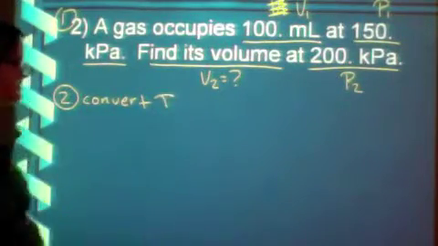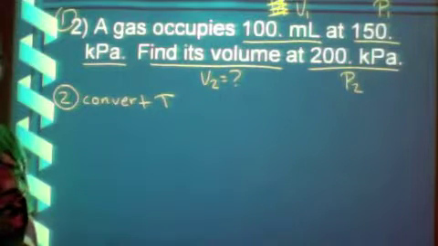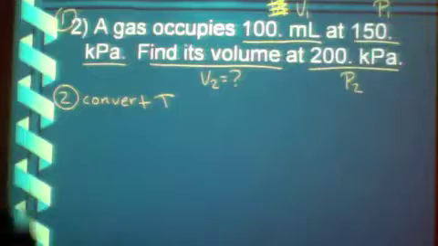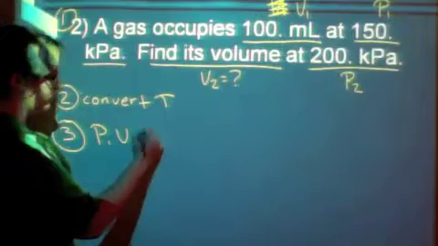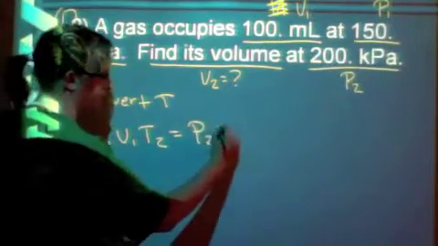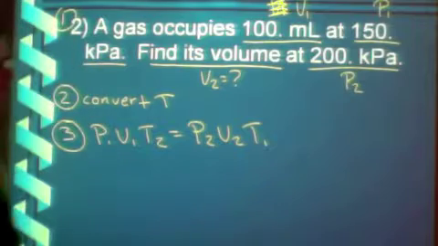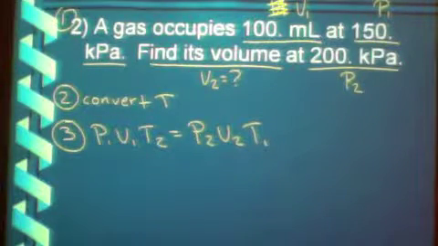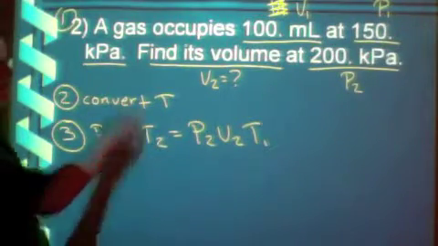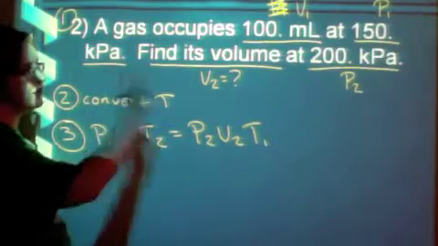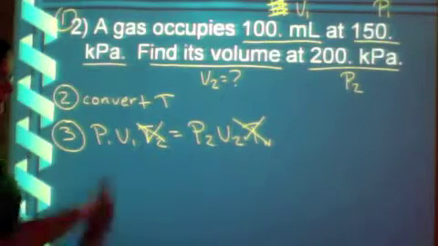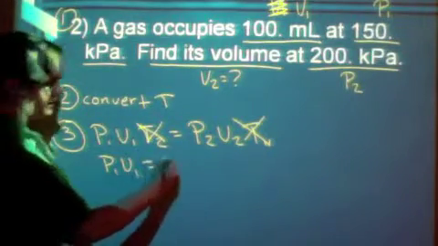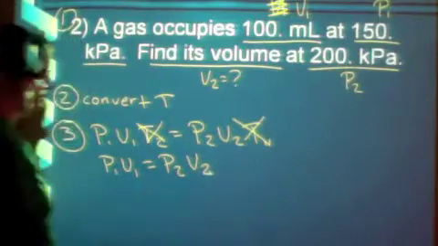convert temperatures. Do we have any temperatures to convert? No, so we don't have to do anything there. Step 3 is to now take our formula and figure out what we need to do. So first off, you need to see if all the variables are there. Pressure? Yes. Volume? Yes. Temperature? Does it mention temperature anywhere in the problem? No, so we cross out our T's. So we get P1 V1 equals P2 V2.